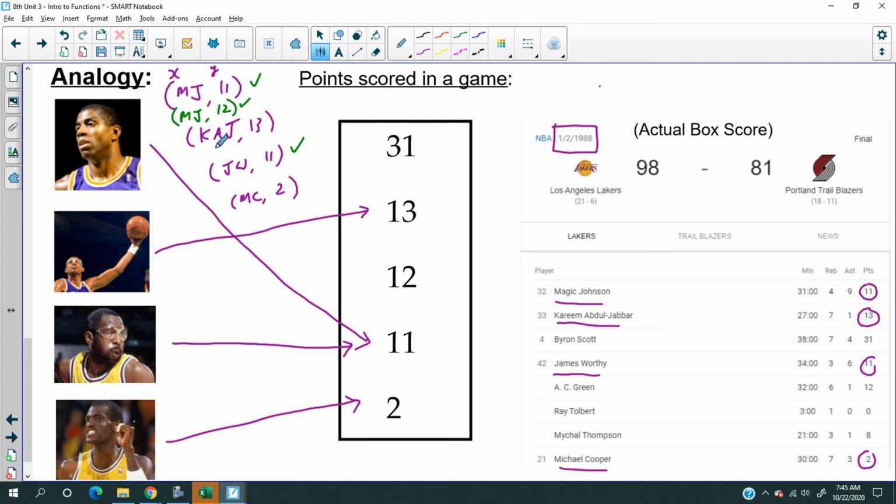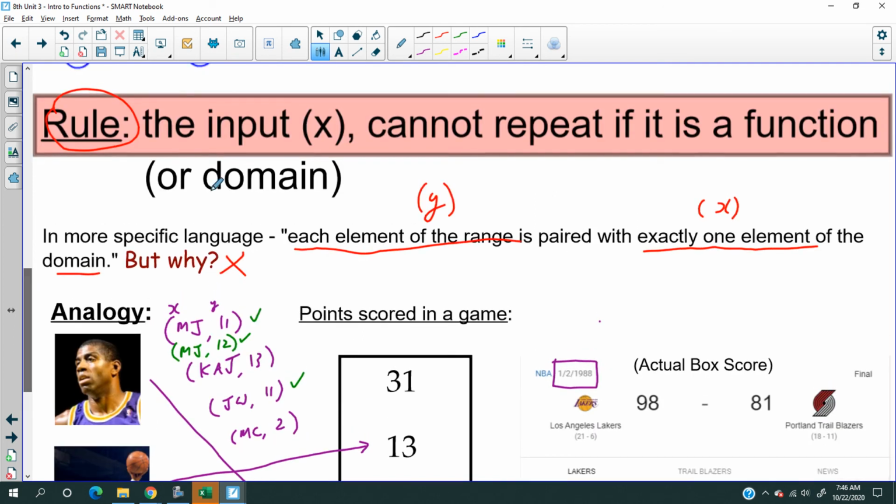So that would not be a function, if I had listed this, because it's technically impossible for Magic to score 11 points and then score 12 points in the same game, okay? By the way, the credit for this analogy goes to Mr. Cohen. Okay, so that's the lesson today. Again, if you look at a function, what's the rule? Very simply, the input value, x, cannot repeat, okay? And tomorrow I'm going to show you some strategies on how to make sure you always follow this rule.